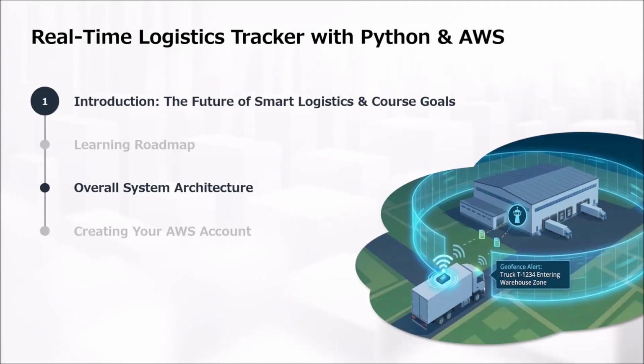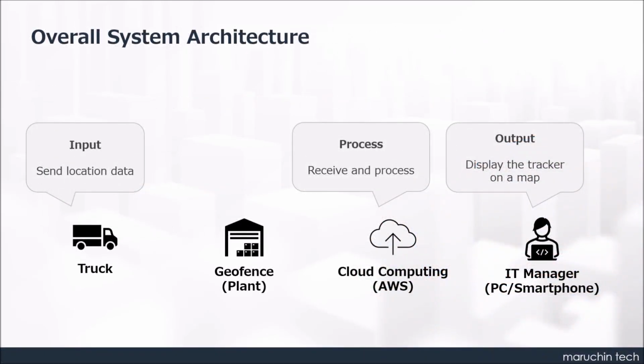Now, let's look at the overall system architecture. This system operates as a data pipeline. First, the truck sends the location data as the input. We use Python to handle the backend logic. Then, AWS Cloud Services receive this data, plot it on a map, and evaluate whether it has entered a specific area. Finally, we make this data useful for humans by displaying the tracker on a map or sending email notification. We will build this entire workflow using a serverless architecture.